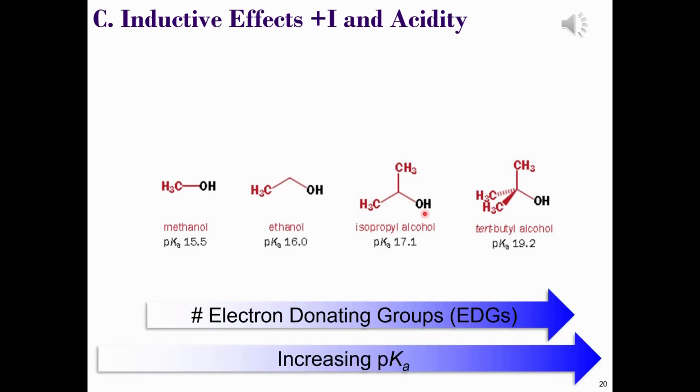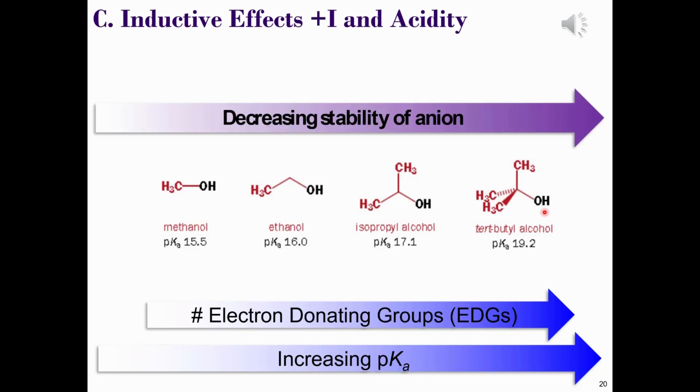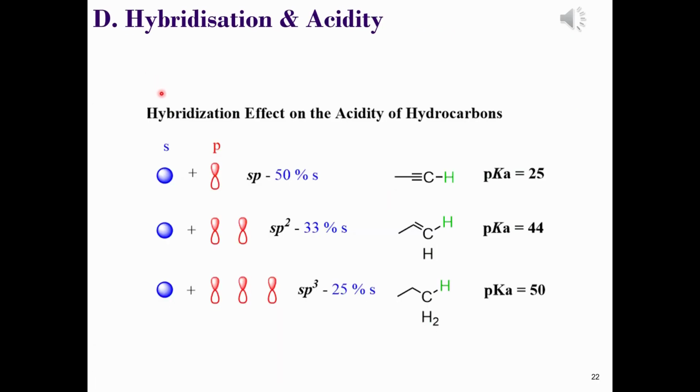If anything, losing a proton, say from tert-butyl alcohol, which has the highest pKa in this series, would result in the most destabilized alkoxide, as all of the electron density is being pushed onto the oxygen atom. This would correspond to the most basic alkoxide in this series. This concludes part C. In this video, we're going to look at orbitals and their hybridization and the effect that this has on pKa values.